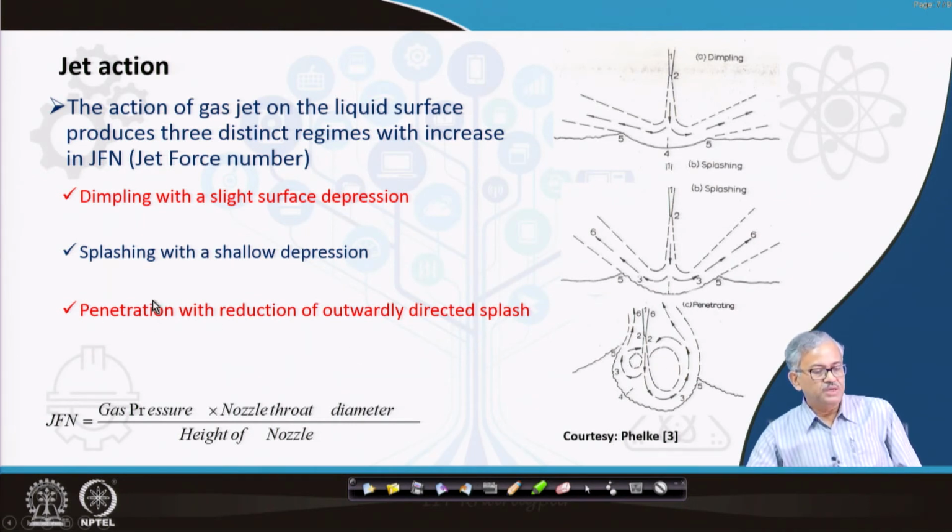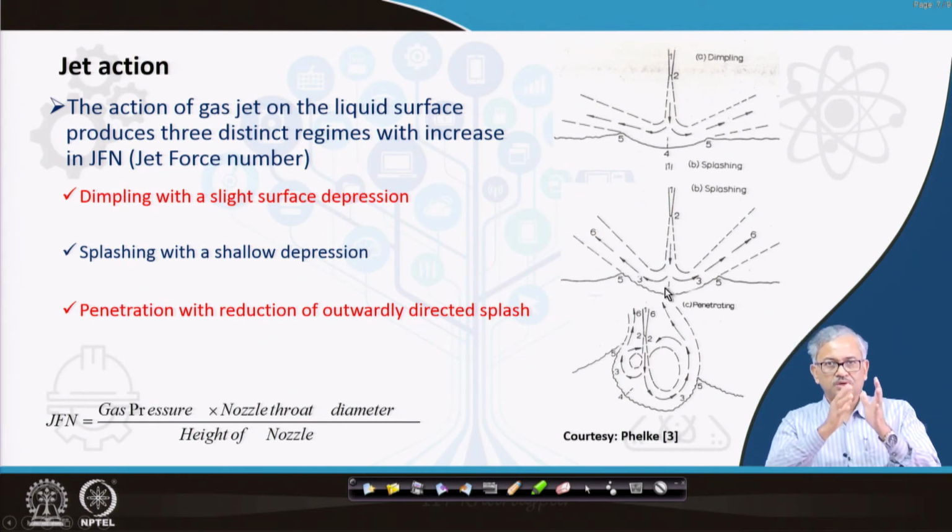And in the case of penetration, the droplets are moving this way, so they are not splashing away. You are reducing the outwardly directed splash. In the earlier case, the liquid droplets move over and finally hit the refractory wall and erode it. But in this case, all the droplets move to the interior of the furnace, through the slag phase. So that is penetration with reduction of outwardly directed splash.